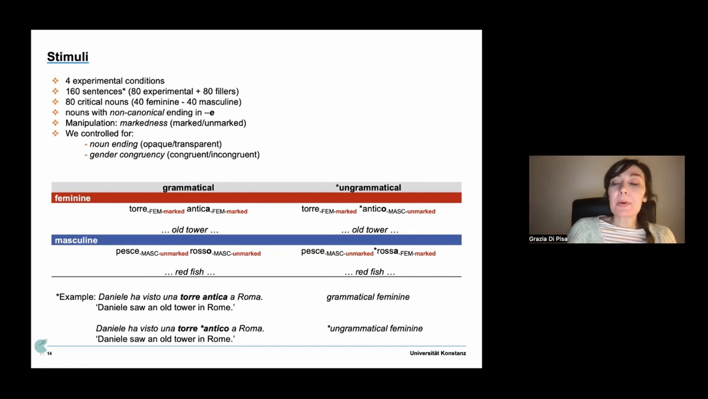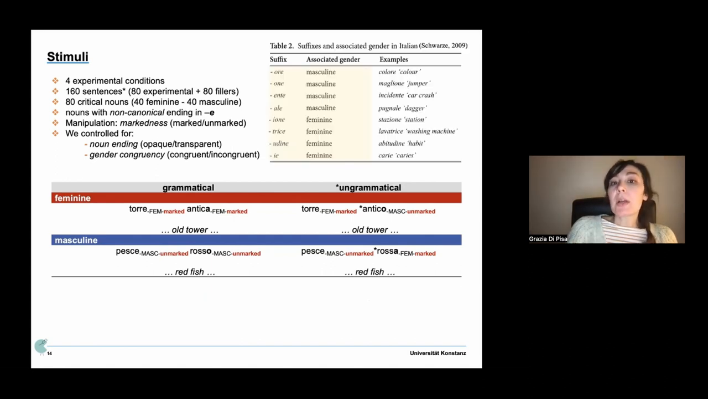And in the stimuli, we also controlled for noun ending, because as I was telling you before, we had these endings that give an indication about gender. So half of the nouns were like this one, torre or pesce, where you cannot really tell the gender from the noun form. And then the other half was a noun with one of these endings that could give an indication about gender.